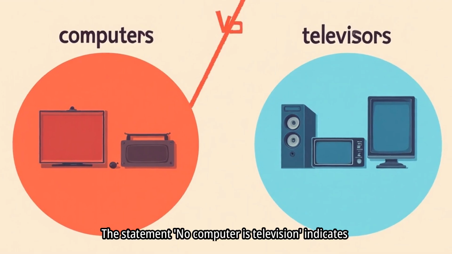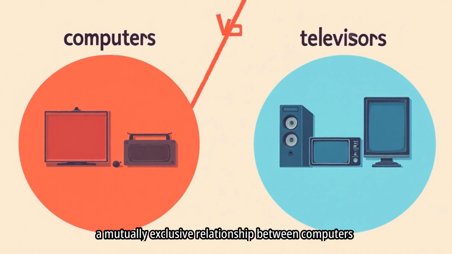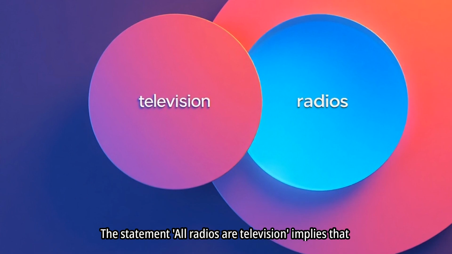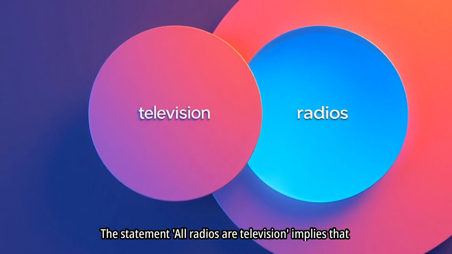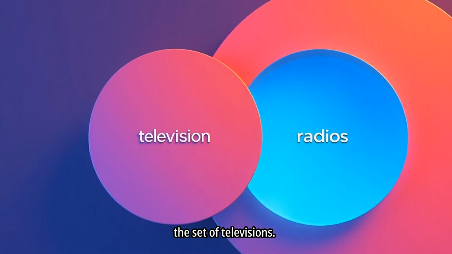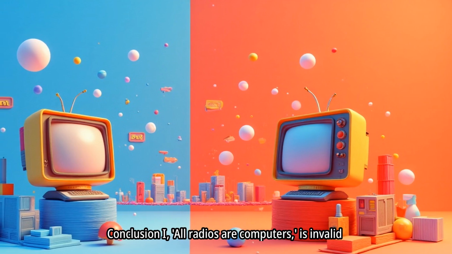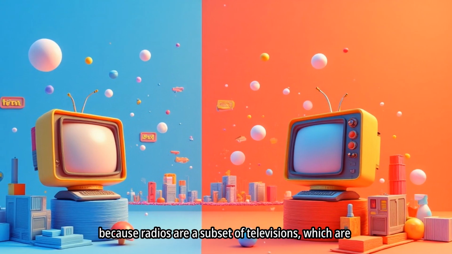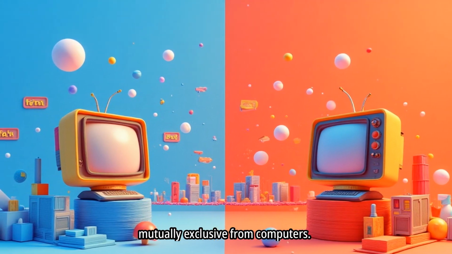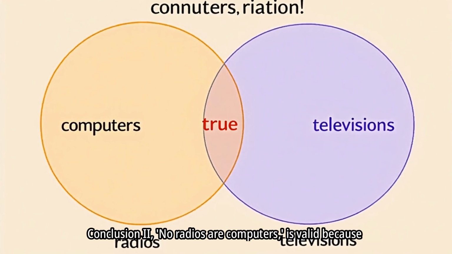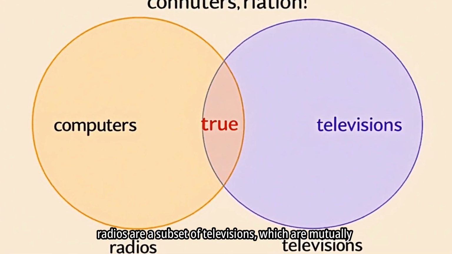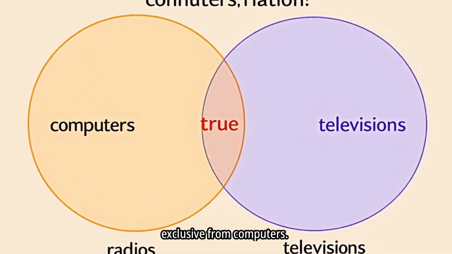The statement, no computer is television, indicates a mutually exclusive relationship between computers and televisions. The statement, all radios are television, implies that the set of radios is a subset contained entirely within the set of televisions. Conclusion 1, all radios are computers, is invalid because radios are a subset of televisions, which are mutually exclusive from computers. Conclusion 2, no radios are computers, is valid because radios are a subset of televisions, which are mutually exclusive from computers.